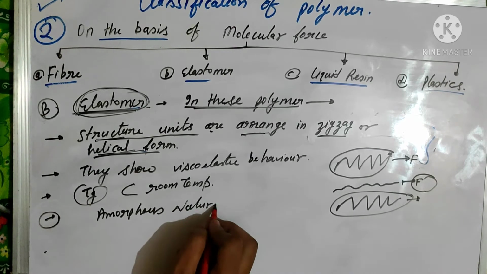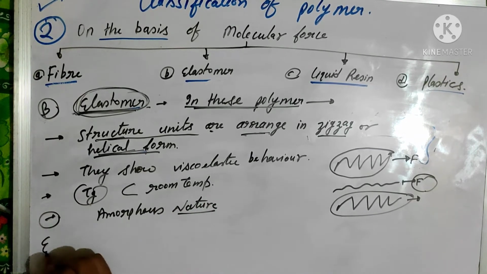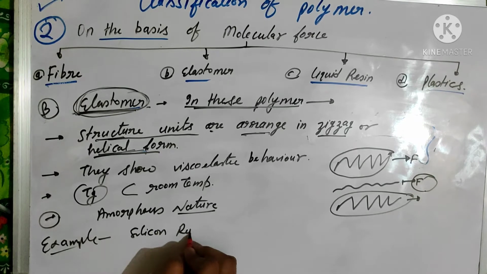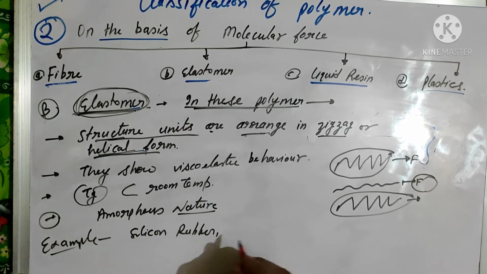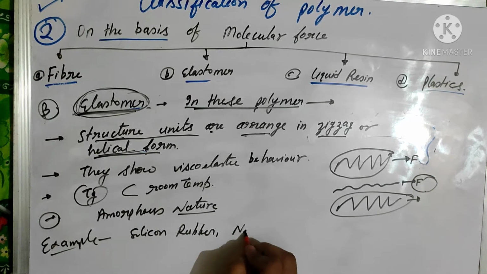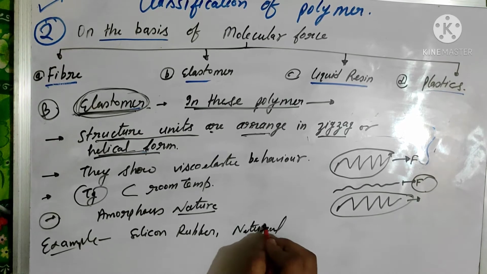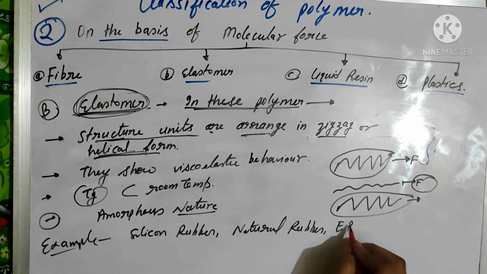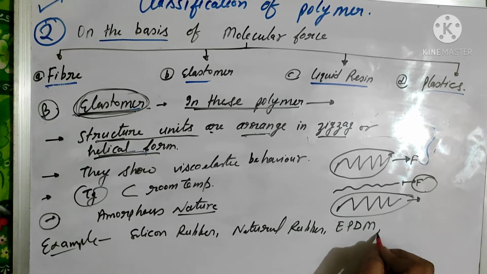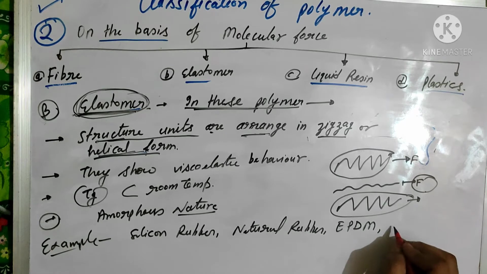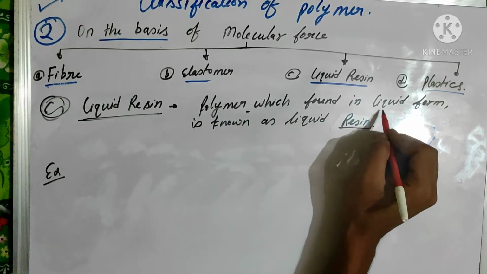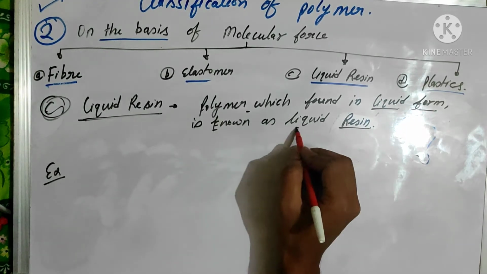Amorphous nature. Some examples of the elastomer: silicone rubber, natural rubber, ethylene propylene diene monomer, EPDM, polybutadiene. Liquid resin: the polymers which are found in liquid form are known as liquid resin.